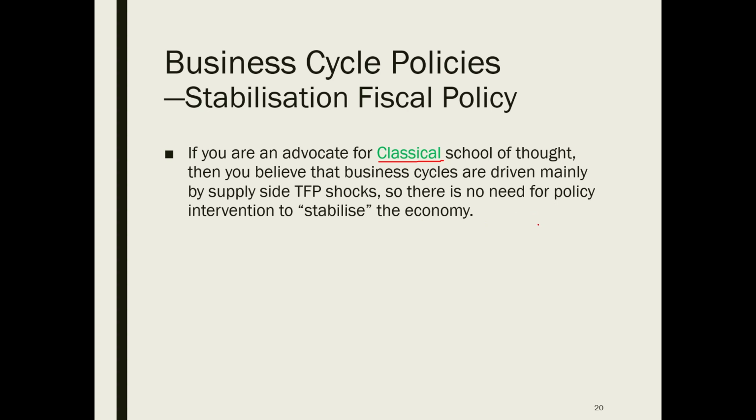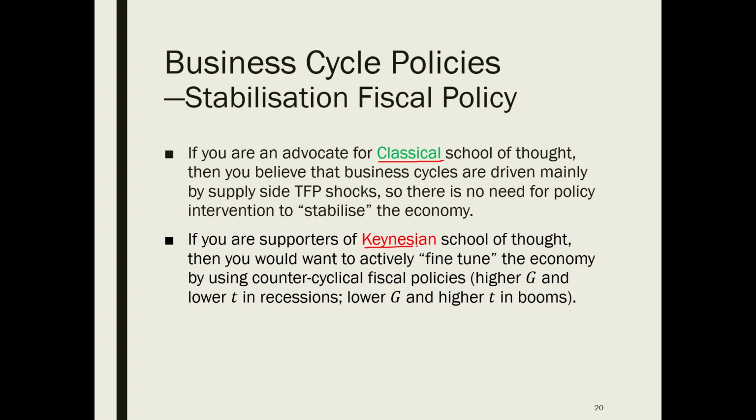By contrast, if you are supporters of Keynesian school, then you believe that the market is flawed and the government can and should do something to fine-tune the economy by using counter-cyclical fiscal policies to reduce the recession, or at least stop the recession from sliding into depression. By counter-cyclical, it means that in recessions, the government should increase expenditure G and decrease tax T to stimulate the economy. In booms, the government should do the reverse to cool down the economy.